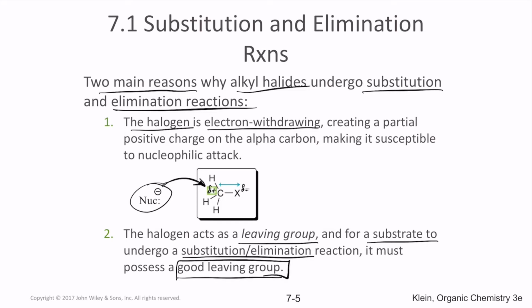For any substrate to undergo a substitution or elimination reaction, the halogen that you use must be a very good leaving group. Unless it's a good leaving group, this reaction will not occur.